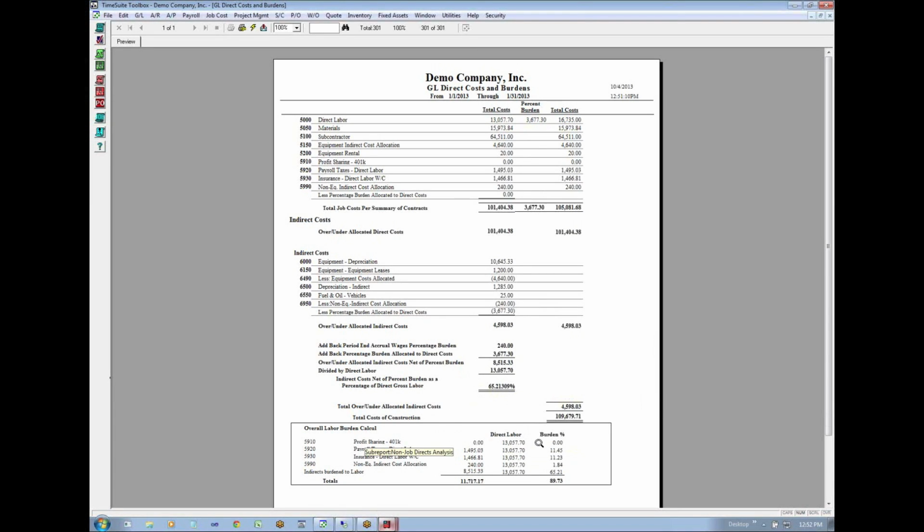Now the estimators always ask what the loaded labor factor is, and this would be what that is. So you have your 401k, all your payroll taxes, insurances, and then that 65.21 we computed there gives you an 89.73 factor in this example. So the estimators, if the average wage is $20 in the field and they're estimating it at 1.8973 times $20, let's say it's $38, then they're close.